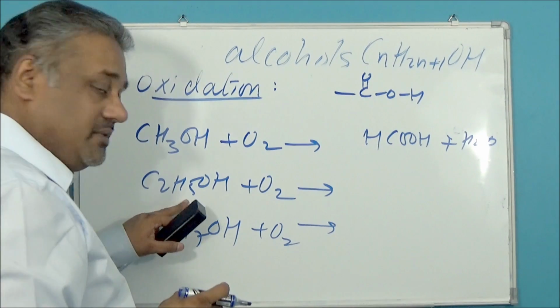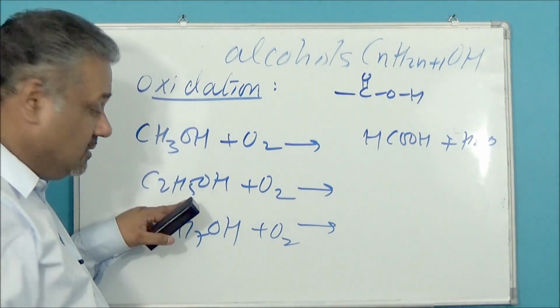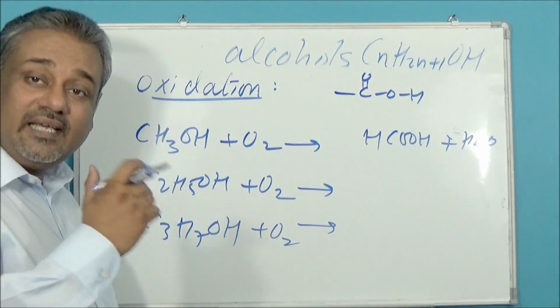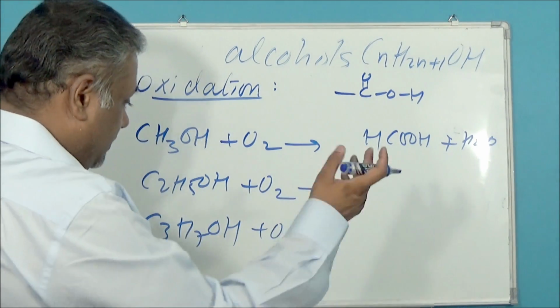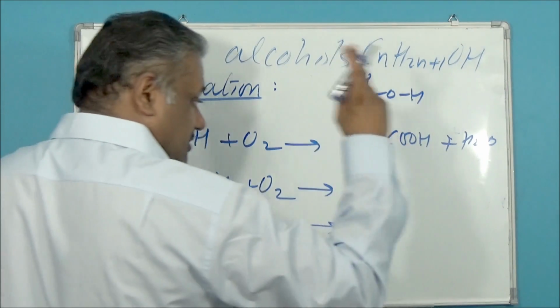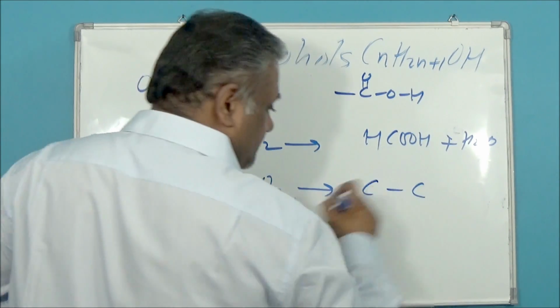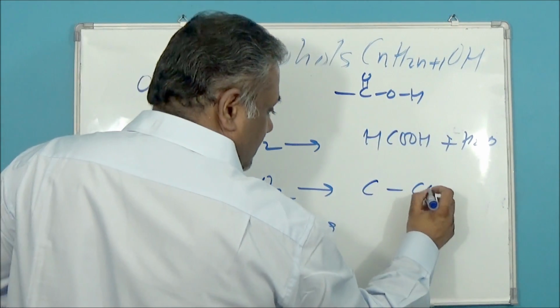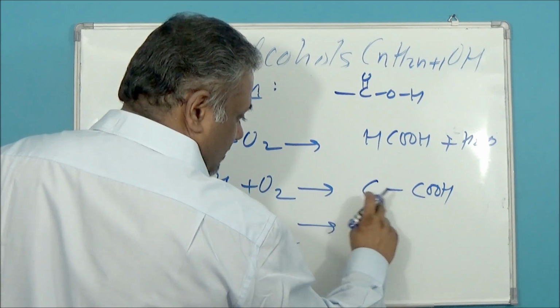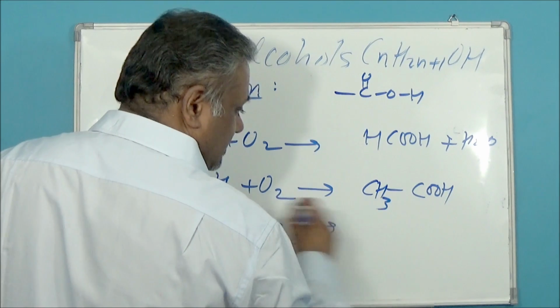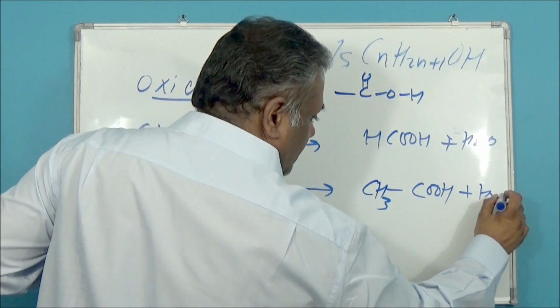So what do you think will happen to ethanol? What is your guess? Ethanol will change to ethanoic acid. Propanol will change to propanoic acid. So why don't you try? Ethanoic acid means 2 carbons, so write your 2 carbons. Remember, the carbon here is COOH, that's the carboxylic group. This carbon has 1 bond, so it needs 3 more, CH3 plus H2O.